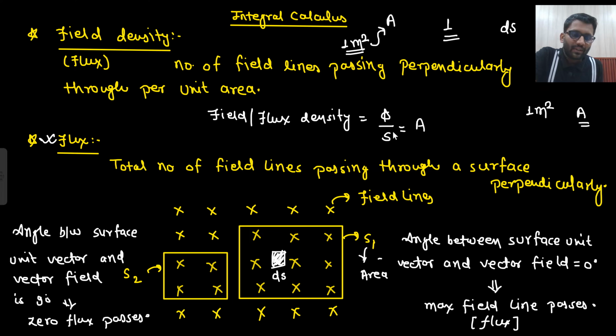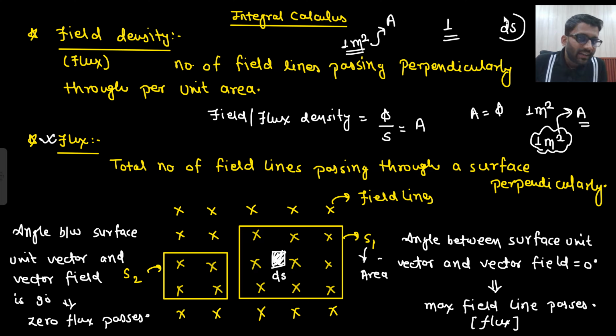How do I explain it? Look, if you put S equals 1 meter square, what are you going to get? A is equal to 5. So you know that in 1 meter square, 5 field lines will pass, and 5 is equal to A only. So that means in 1 meter square area, A field lines will pass.